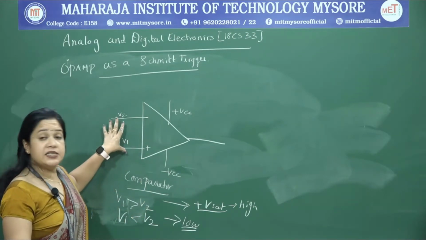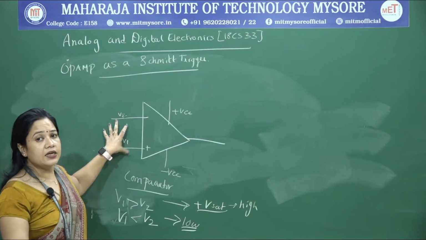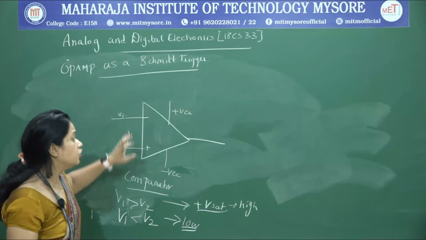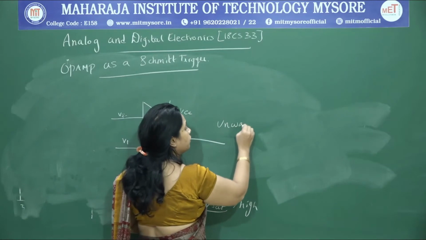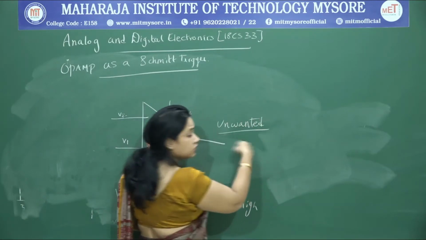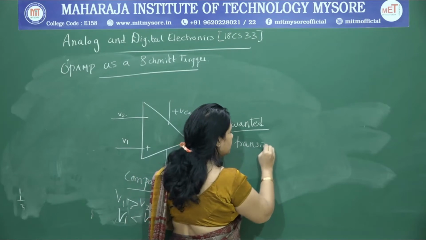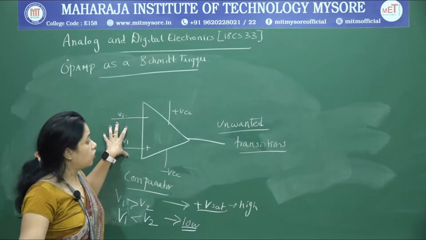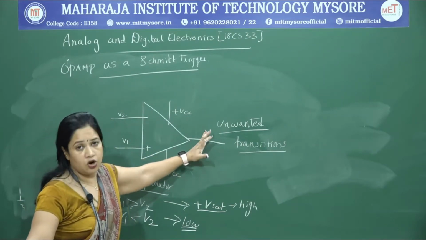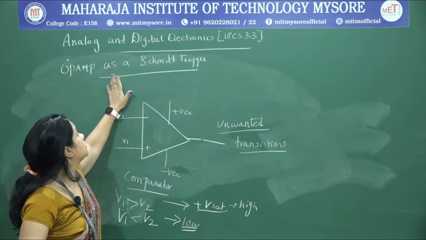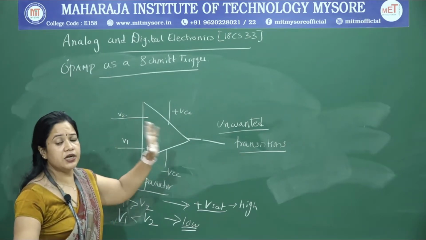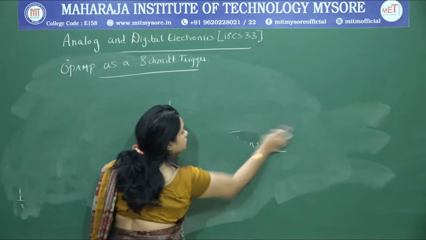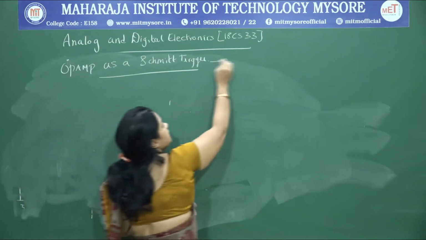But with a basic comparator, what we see is, if the input signal is under the influence of noise, you will observe unwanted transitions at the output. So in order to eliminate the effect of noise at the input causing unwanted transitions at the output, we go with what are called Schmitt triggers. So Schmitt triggers are basically comparators with hysteresis.